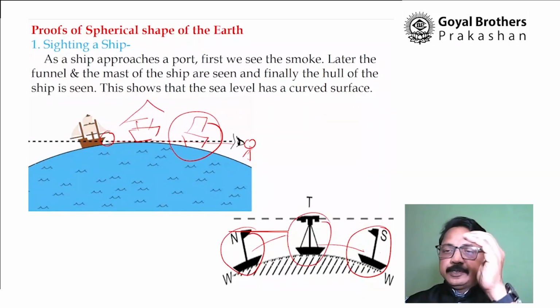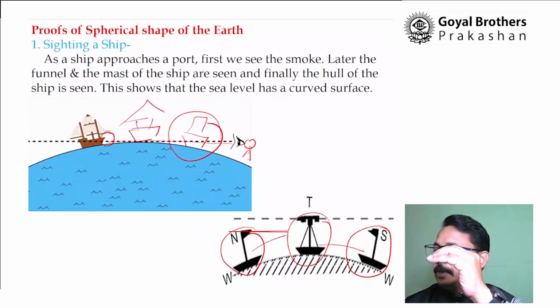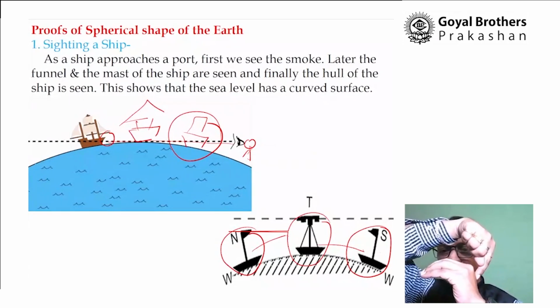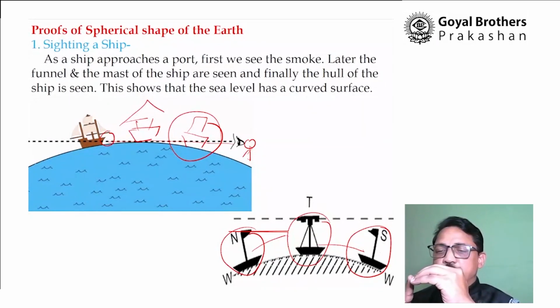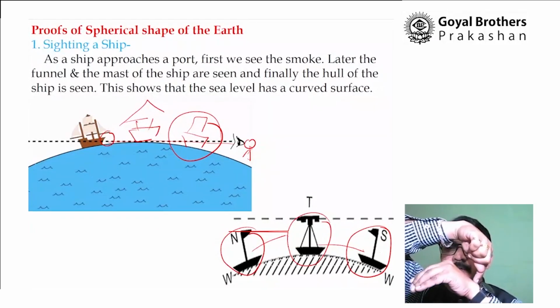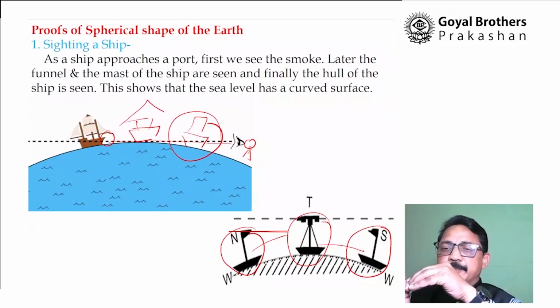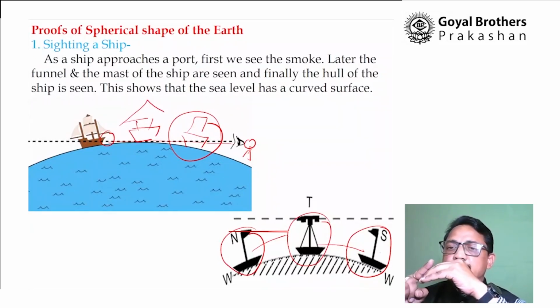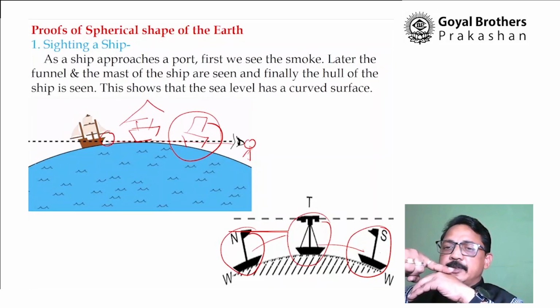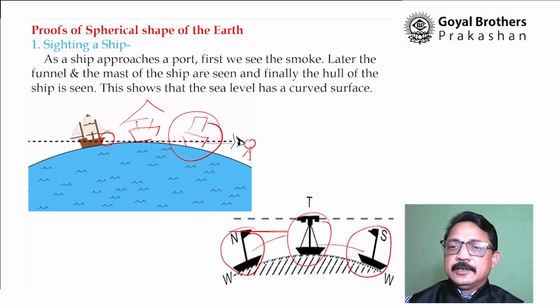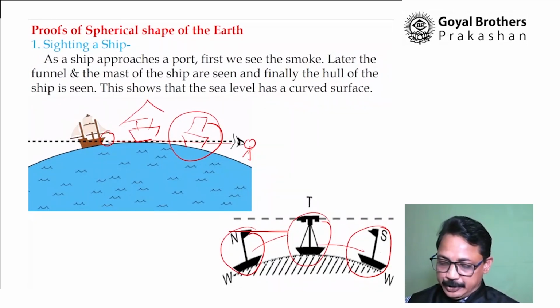Because the shape of the Earth is spherical. So please look here. Suppose you are standing here and a ship is approaching from this way. If you are standing here, dear student, at this point, you won't be able to see the ship. But when the ship starts coming towards you, first you will be able to see this part, then it will come towards here, then you will be able to see this part, and when it turns down, then from here you will be able to see the entire ship. So this is the first proof that Earth is spherical in shape.